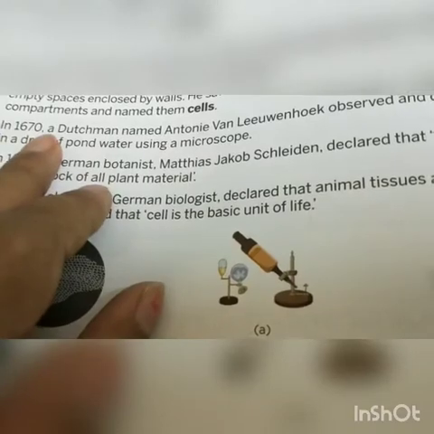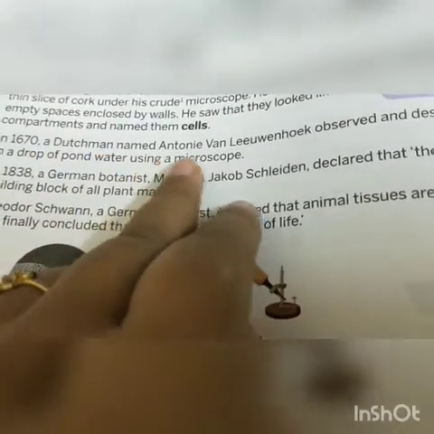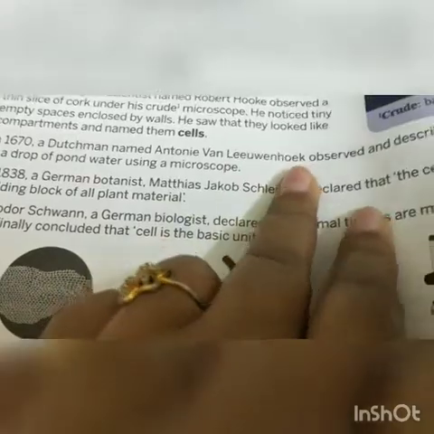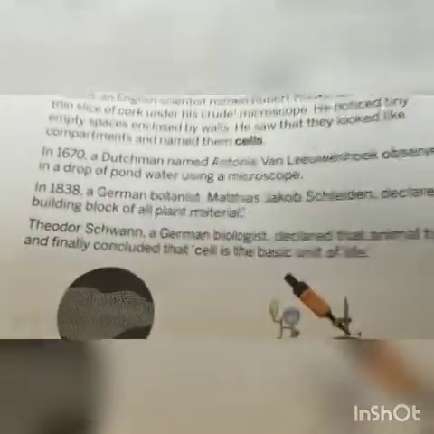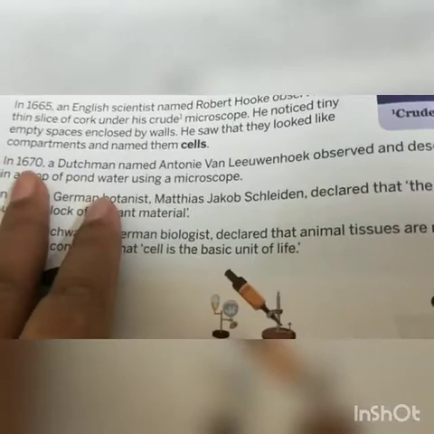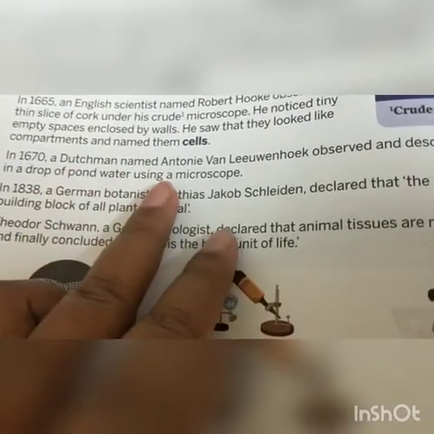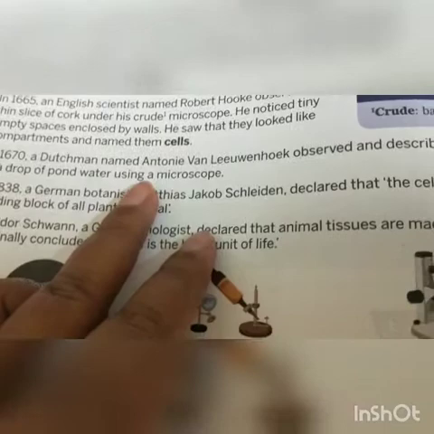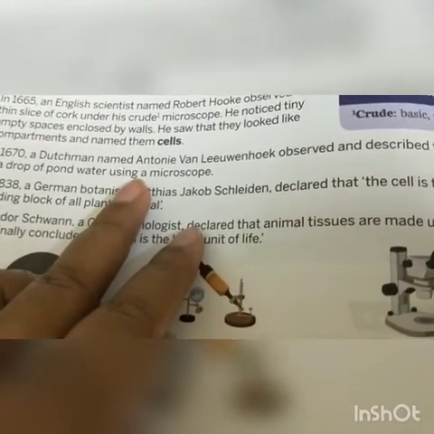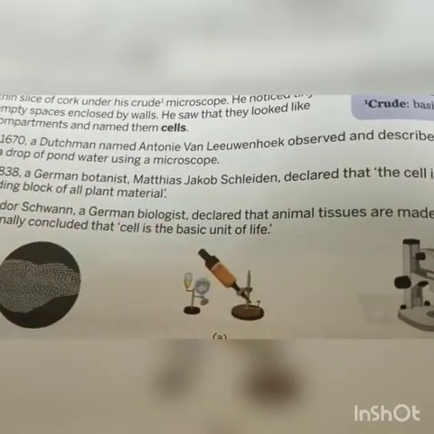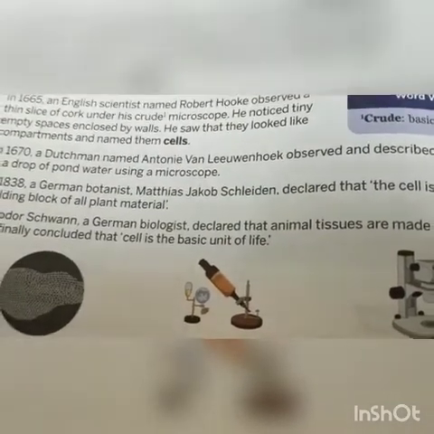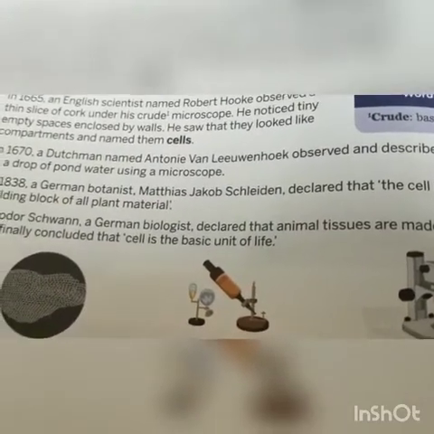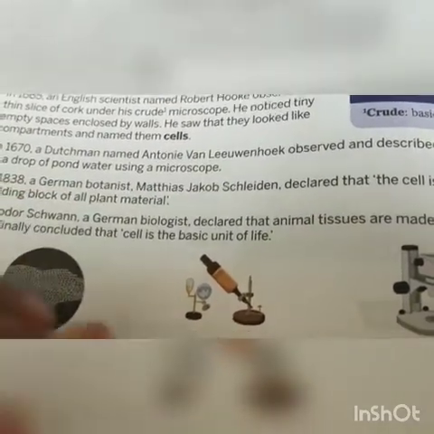In 1670, a Dutchman named Antony van Leeuwenhoek observed and described the cells in a drop of pond water using a microscope. And in 1670, what happened? A Dutchman, his name is Antony van Leeuwenhoek, observed and described cells in a drop of pond water using a microscope. He took a drop of pond water, used a microscope, and described the cell.